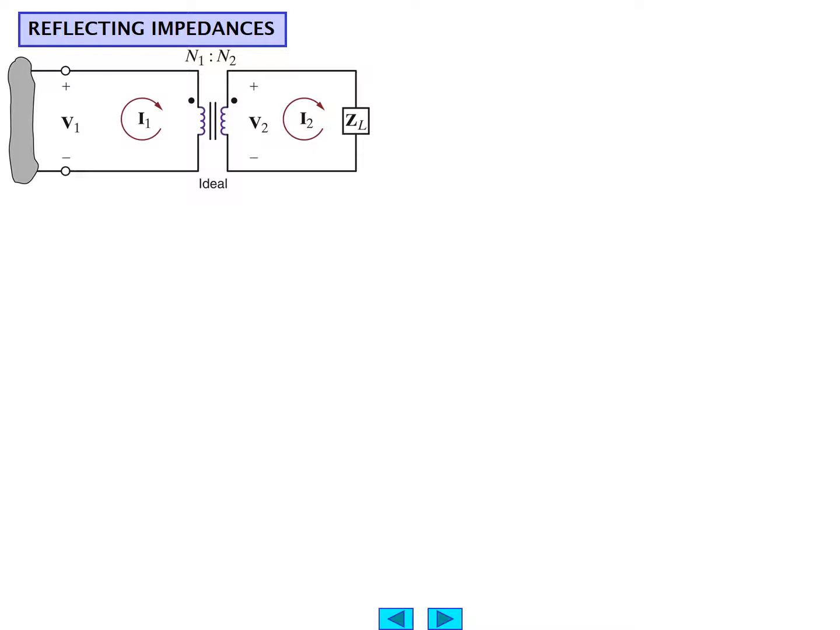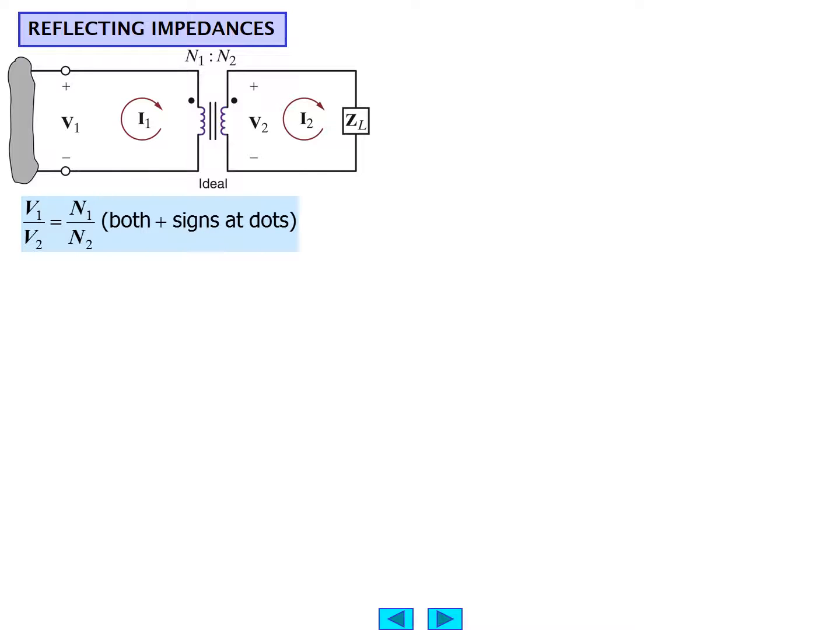Let's consider the reflection of impedances. We have a network developing a voltage V1 with the polarity shown, and a circulating current in the loop or mesh I1, clockwise direction, an ideal transformer with turns N1 and N2, a secondary voltage of V2, and a loop current of I2 with a load impedance of Z sub L ohms. It is also known to be an ideal transformer with no losses.